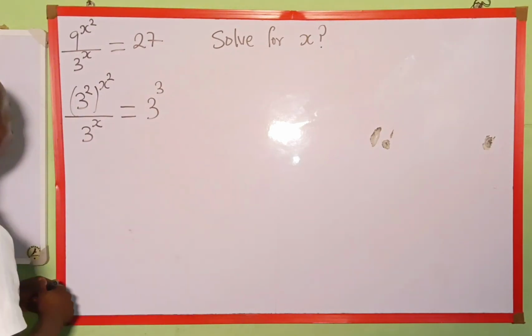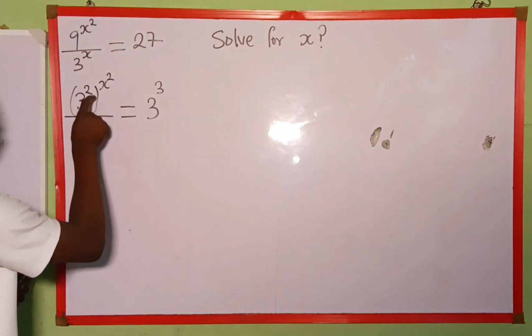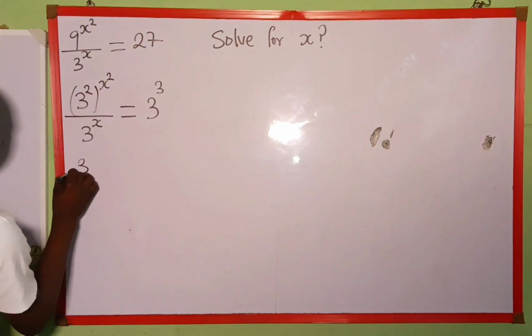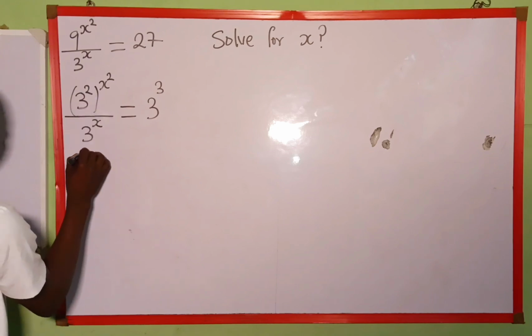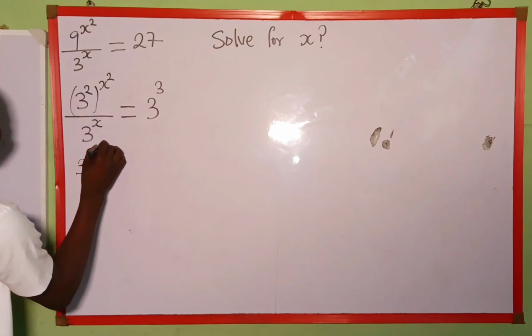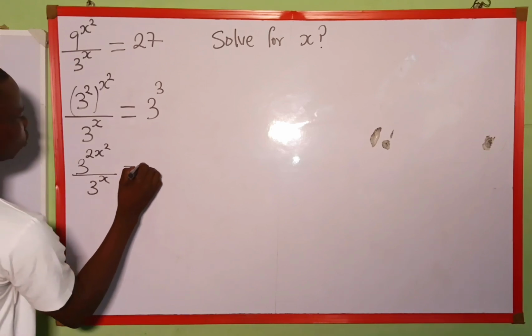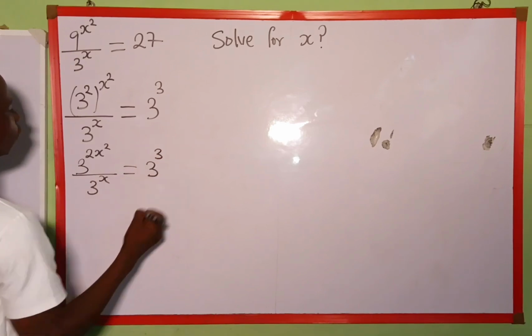Now the next thing we're going to do, using the power property of exponent, we can multiply the two powers together. So we're going to have 3, 2 multiplied by x squared is going to give us 2x squared. Then everything all over 3 to the power x, which is equal to 3 to the power of 3.